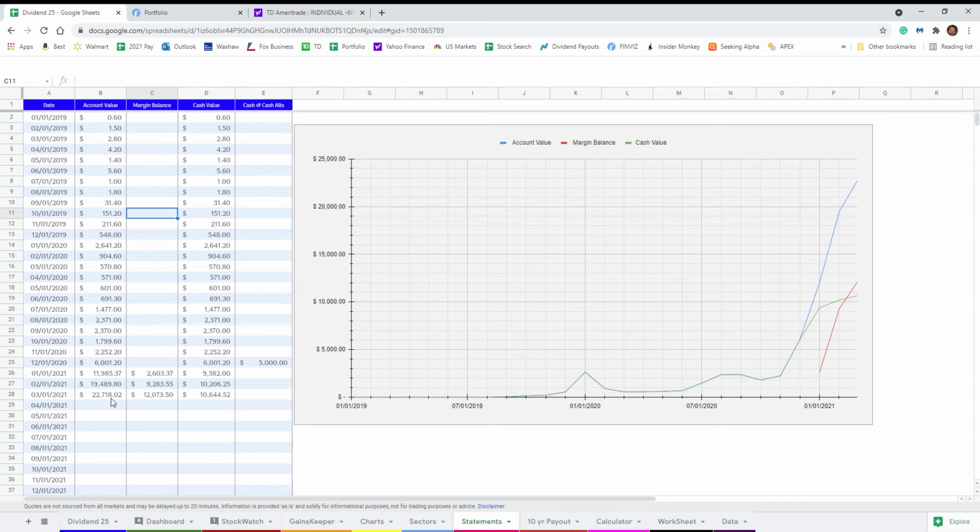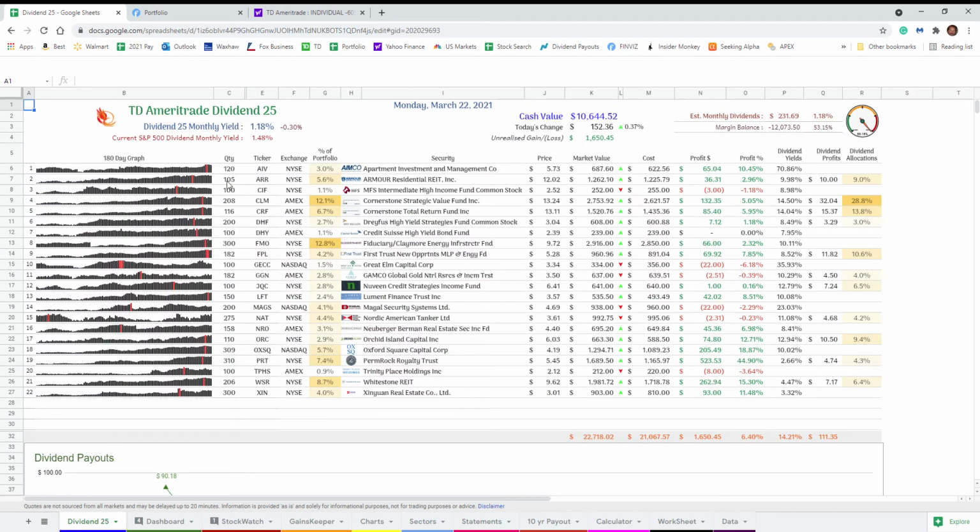So this is going to be something else I'm going to talk to everybody about. What I'm doing here is, because I am using TD Ameritrade, it allows me to buy on margin. And right now I have borrowed $12,073.50. So if you look at my current portfolio, you have to subtract that $12,000 back out. When you subtract that back out, that's where I get my $10,644.